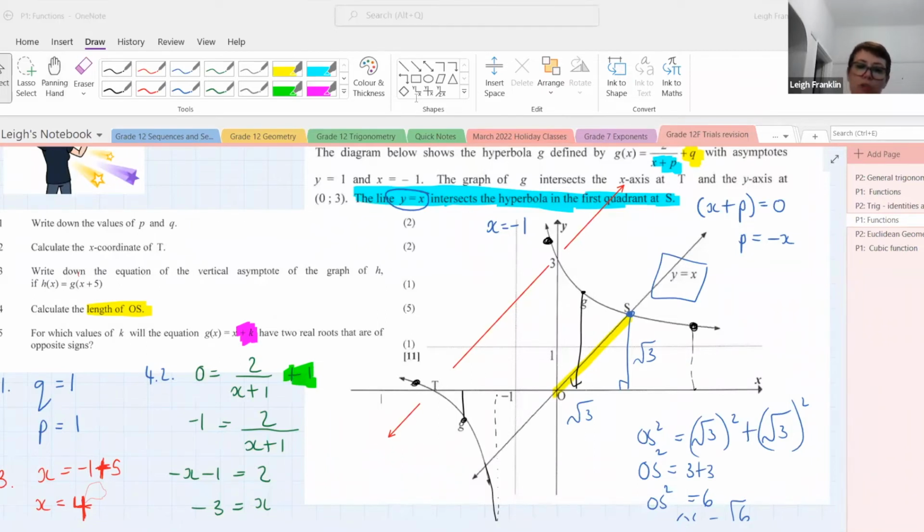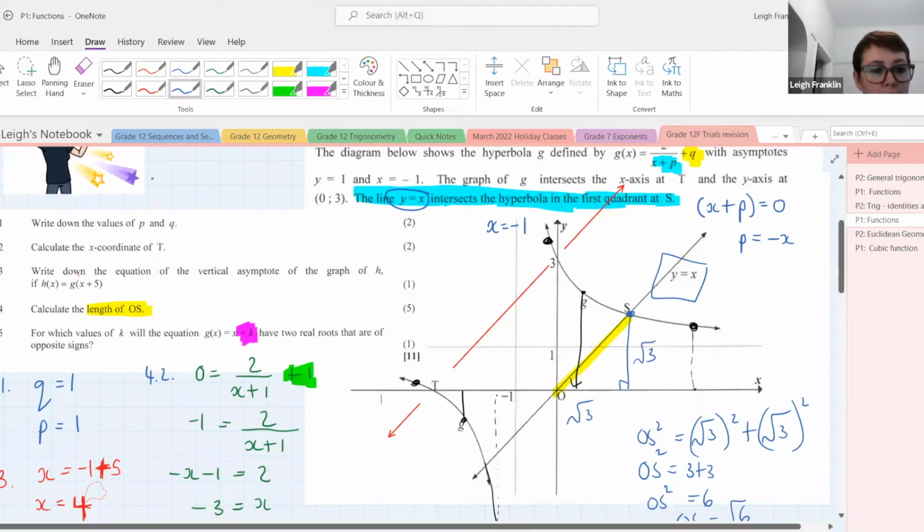So I can't let my line go any higher than 3. It also can't be equal to 3, because then I have one root that's 0 and another root that is negative. I want a positive root and a negative root. So in other words, my y-intercept has to be smaller than 3. So k has to be a number that is smaller than 3.